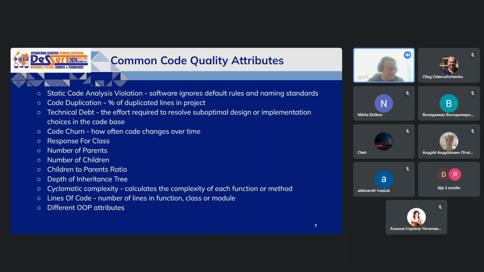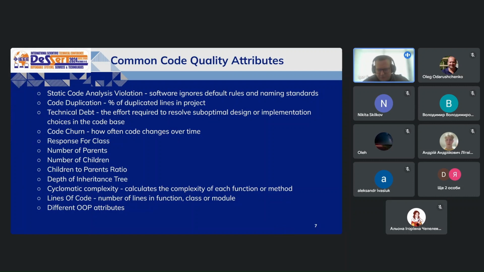The code churn is an interesting characteristic because it says how often the code is changed. For instance, if the code churn is quite big, it means that some part of the project is changed very often, and we need to be careful and understand why that happens. Other attributes are simple mathematical attributes like response for class.